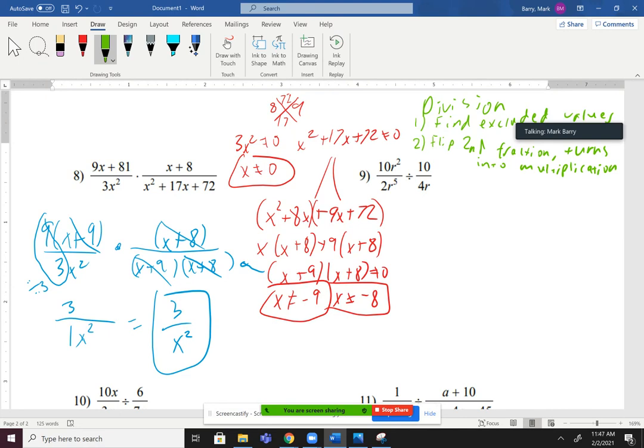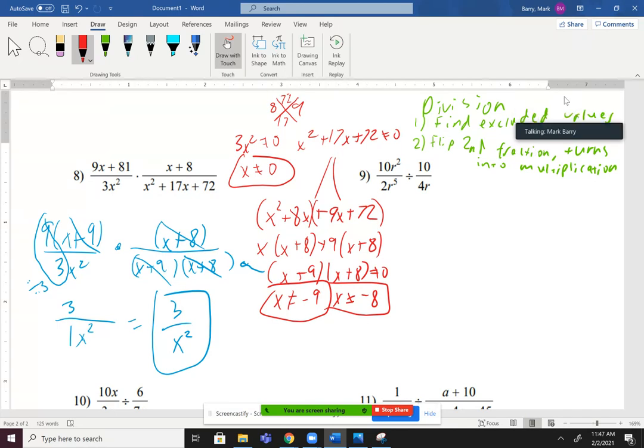All right, so number 9 then. I'll give you another 15 seconds to write that down. So once again here, it says find the excluded values, first step. Second step, flip the second fraction and turn it into multiplication.